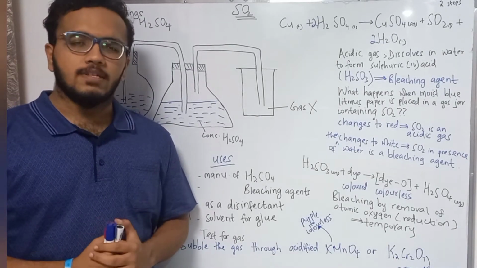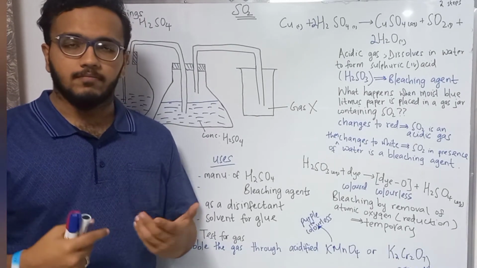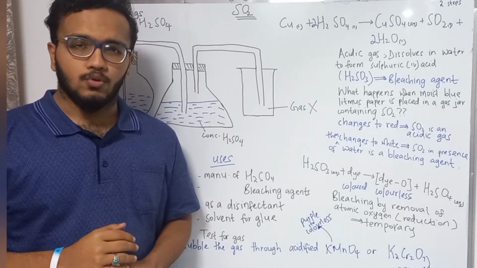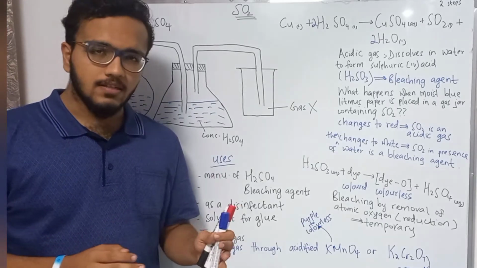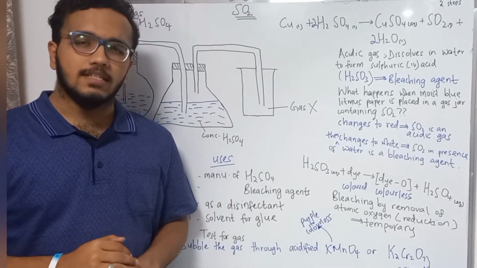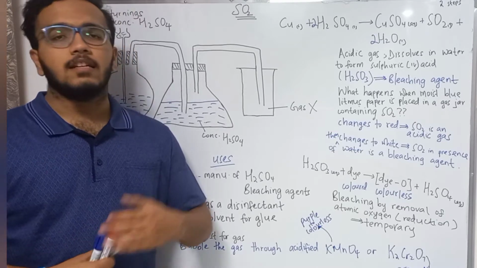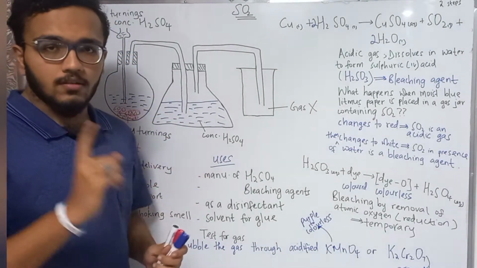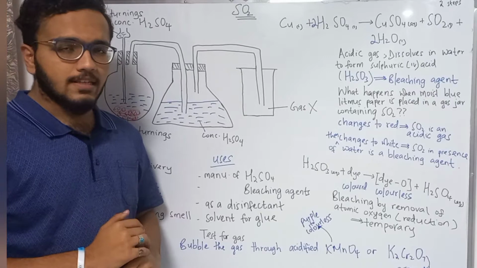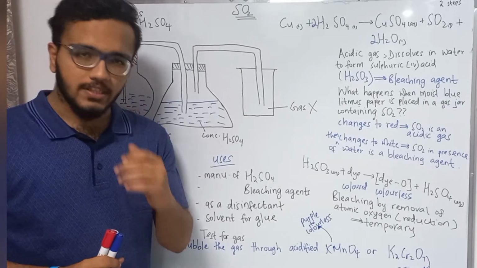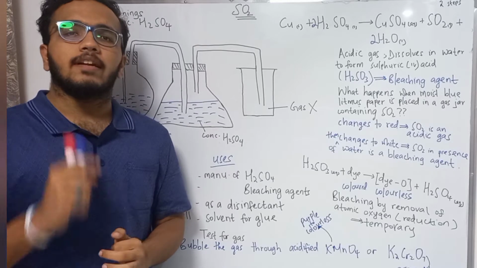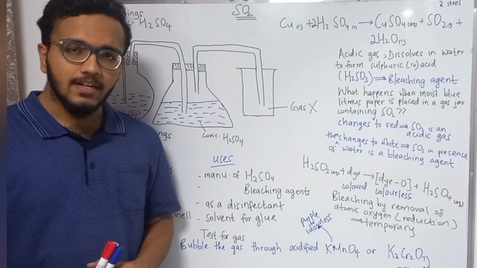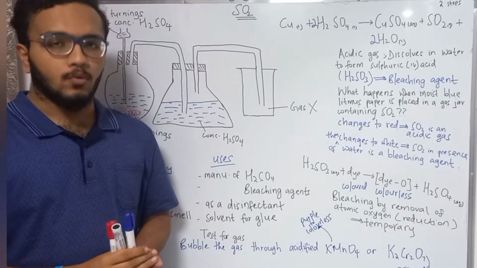How is sulfur IV oxide produced or manufactured? There are two ways of producing SO2. The first way is reacting copper turnings with hot concentrated sulfuric VI acid. We will discuss the second way later, but we start with the first one. The overall equation for the reaction will be copper turnings reacting with the concentrated sulfuric VI acid to form copper II sulfate, sulfur IV oxide gas, and water.